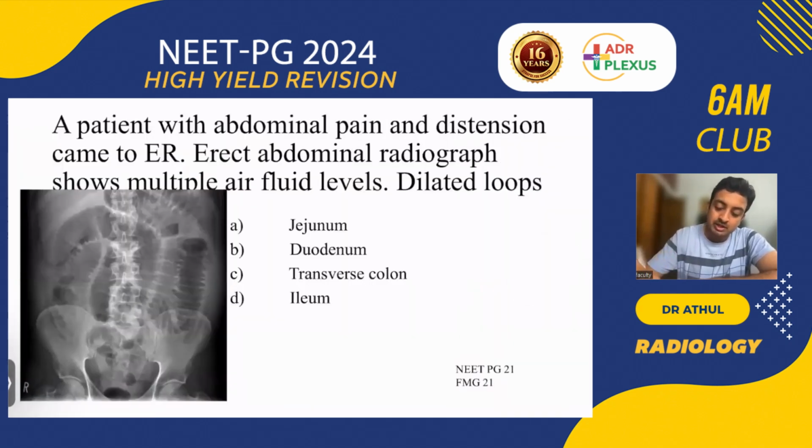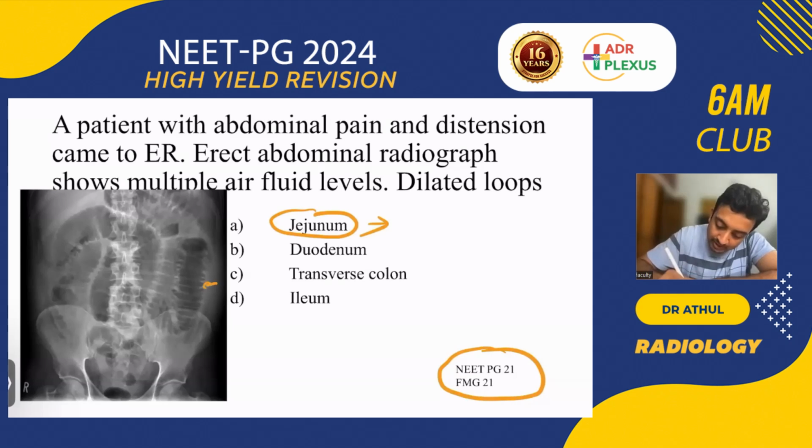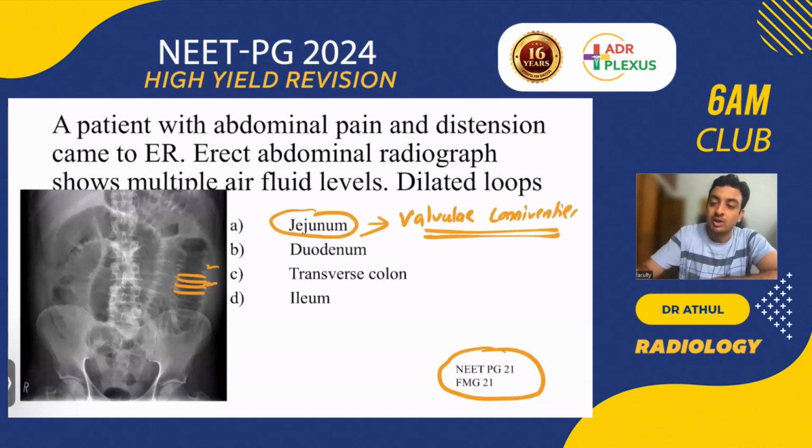So, a patient, again a NEET-PG 21 and FMG 21 question. A patient with abdominal distension came to you. So, what is the bowel loop that you are seeing? Whether it is a jejunal loop, duodenal loop, ileal loop, or transverse colon. Please tell me A, B, C, or D. Why jejunum? Everyone is telling jejunum. Why? What are you seeing? You are seeing complete mucosal folds. 1, 2, 3, 4, multiple complete mucosal folds. What are the complete mucosal folds called? These are called valvulae conniventes.